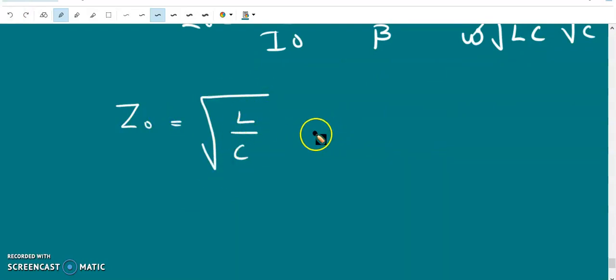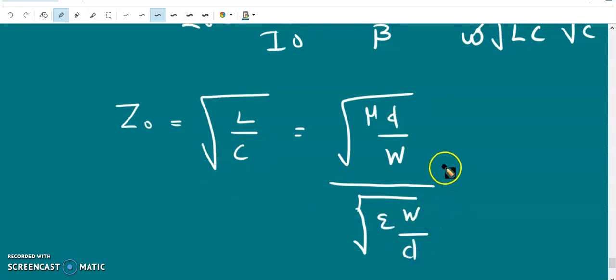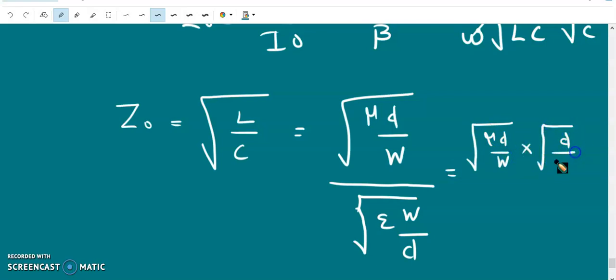We can substitute the values for the inductance per unit length L and capacitance per unit length C. L is equal to mu D by W divided by C, as there is a root over here, and C is equal to epsilon W by D. So this is equal to mu D by W into D by epsilon W. So we have D square by W square, and the root of that is D by W into root of mu by epsilon.